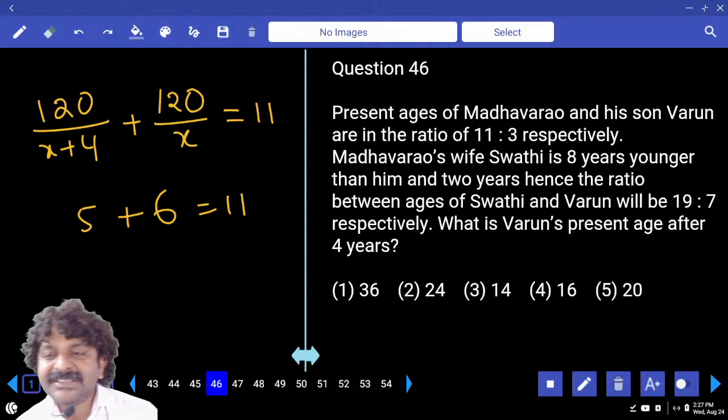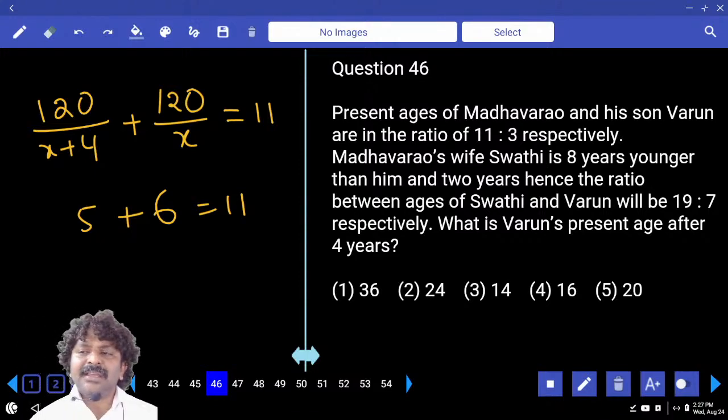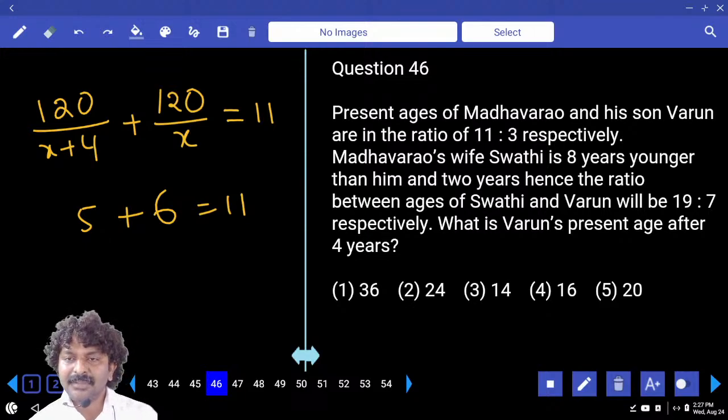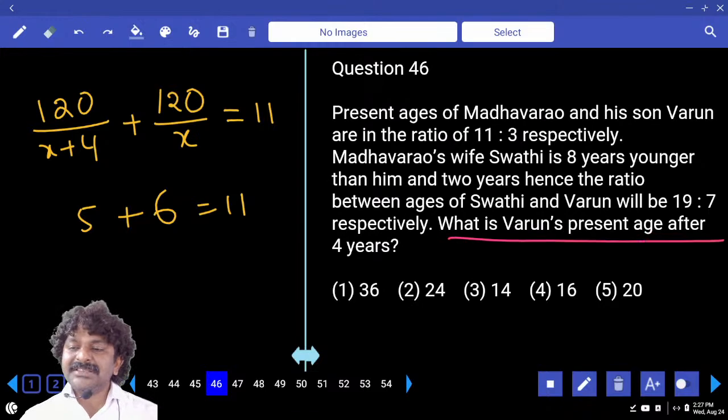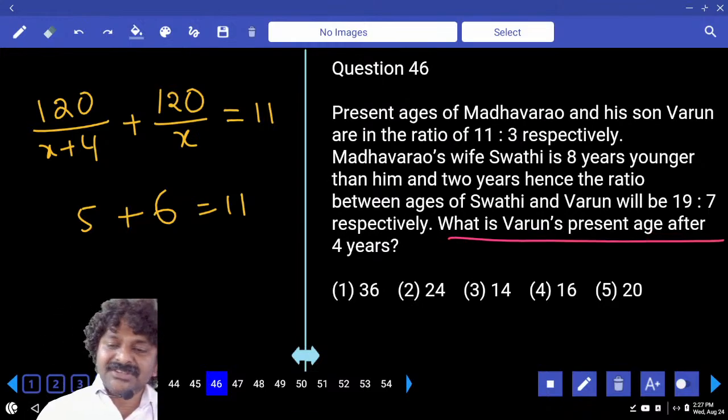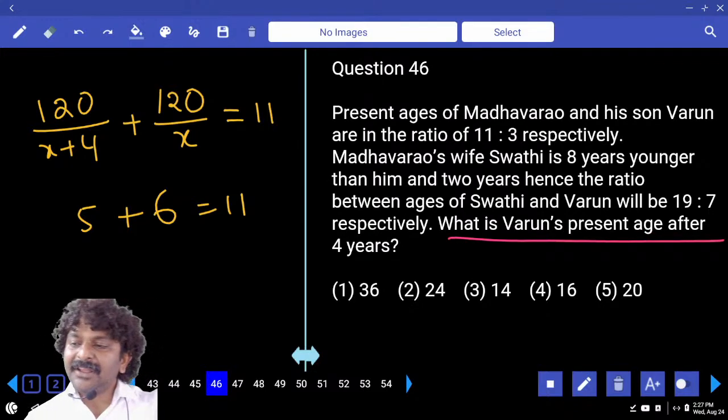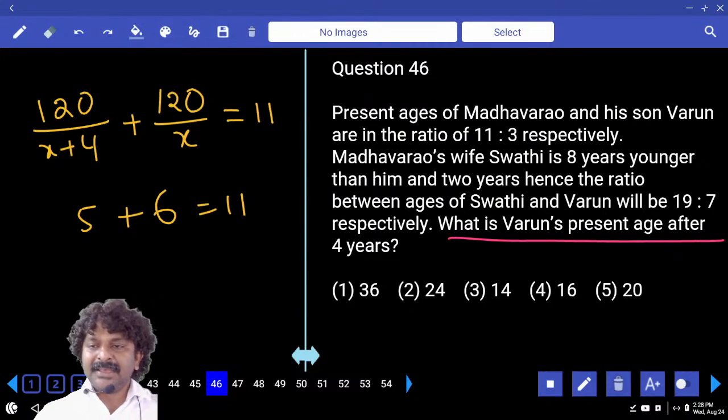The present ages of Madhava Rao and his son Varun are in the ratio 11:3. Now finally, what is your question? What is Varun's age after 4 years?